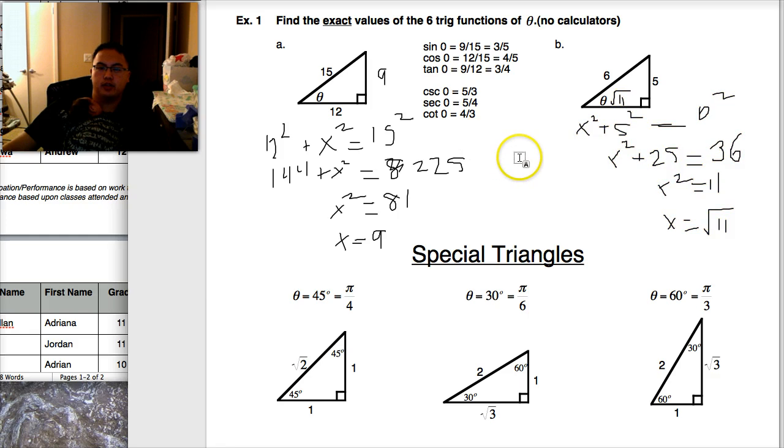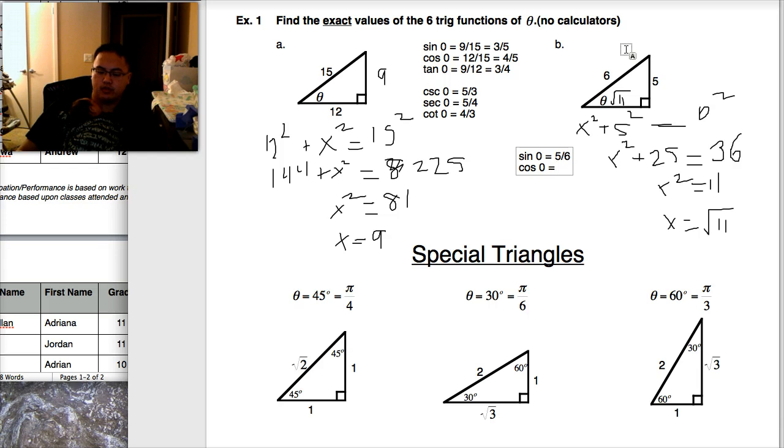So again, I'll do the 3 trig functions. I'll do sine theta first. Sine is opposite over hypotenuse. Remember, opposite of my theta is 5, and my hypotenuse across from my angle is 6. Okay. Cosine of theta is adjacent over hypotenuse, SOH CAH TOA.